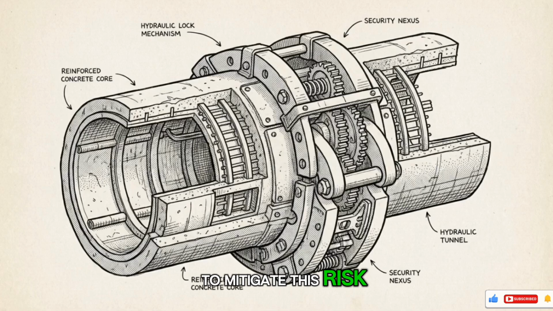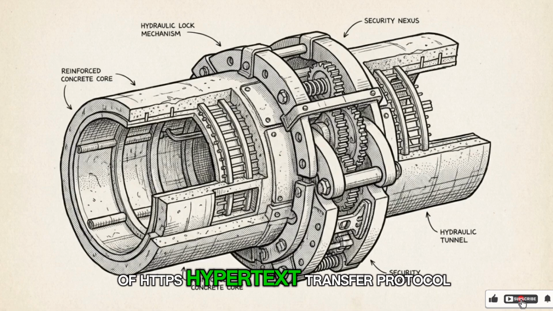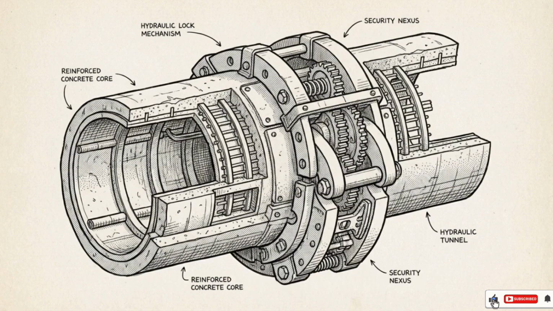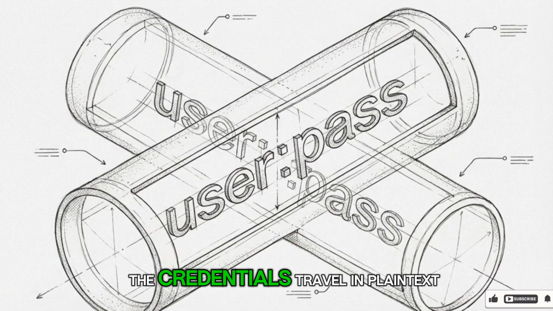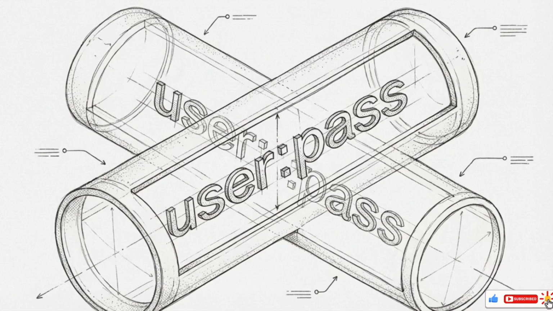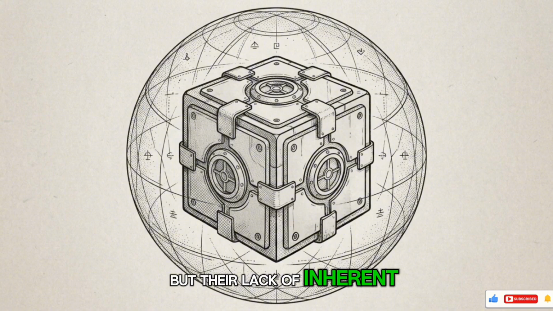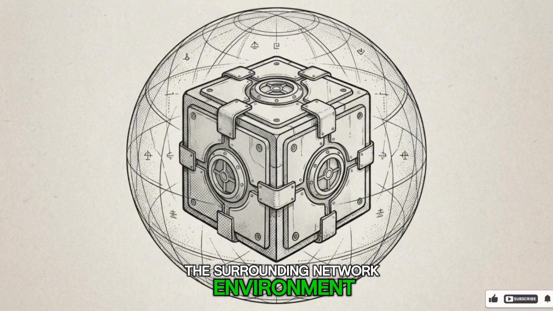To mitigate this risk, Basic Auth requires the use of HTTPS, Hypertext Transfer Protocol Secure, to encrypt the connection itself. Without that encrypted tunnel, the credentials travel in plain text. Simple secrets require almost zero setup time, but their lack of inherent protection means they rely entirely on the security of the surrounding network environment.